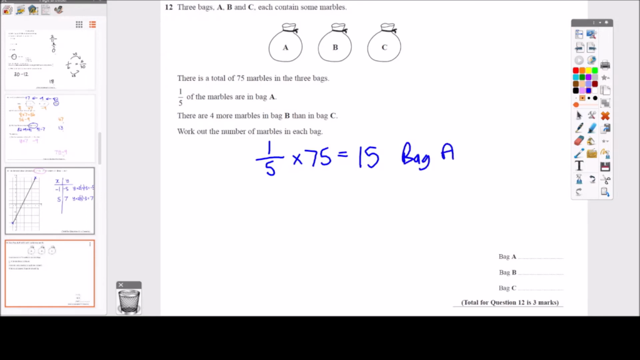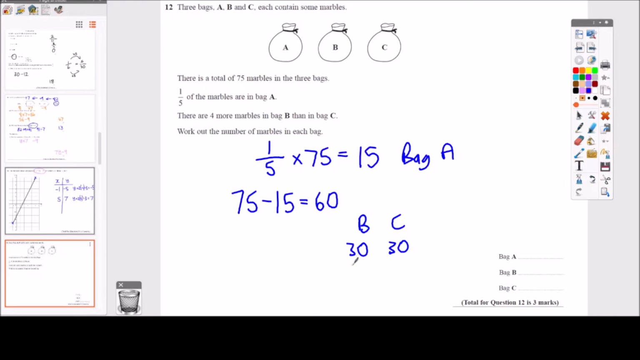So bag B and C combined is going to be 75 take away 15, which is 60. So we're told there are 4 more marbles in bag B than in bag C. Now you could do this by algebra, but I think it's almost easier just to do this by trial and error. So if we've got bag B and C, let's just start off with them having 30 each. Now we need that, and that's obviously the 60. We need there to be 4 more marbles in bag B.